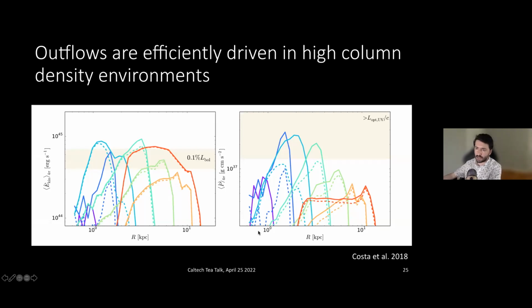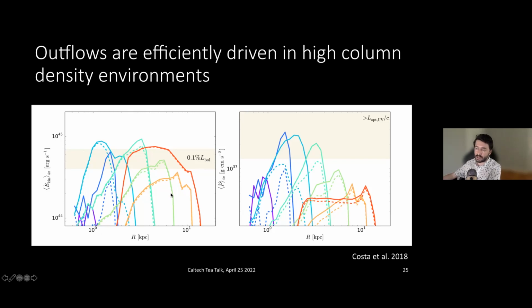This is an example from a hydro simulation on the left here, showing the kinetic luminosity, essentially the energy rate of the outflow as a function of radius from the supermassive black hole. And then the different lines here basically show how much energy rate you have at those radii.